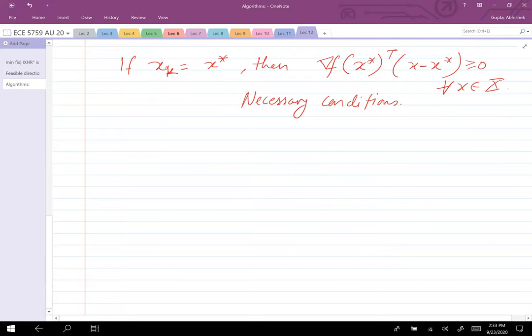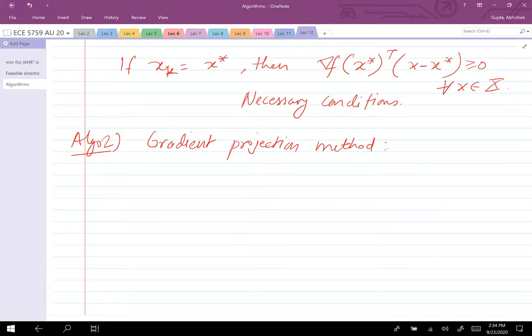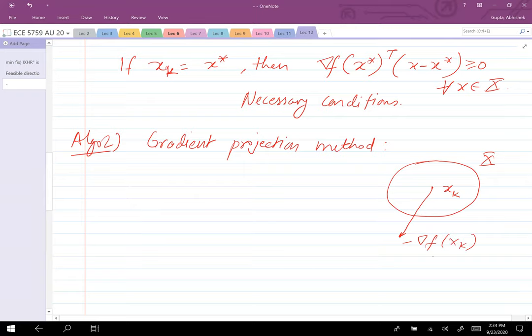Let's look at the second algorithm, which is called the gradient projection method. In the gradient projection method, what you do is, this is your convex set capital X. You are standing at xk. This is the negative gradient step, xk minus sk, where sk is the step size, so xk minus sk gradient of f(xk). Now that this point is outside the set, you will project it back onto the set. And that will be your x bar k.